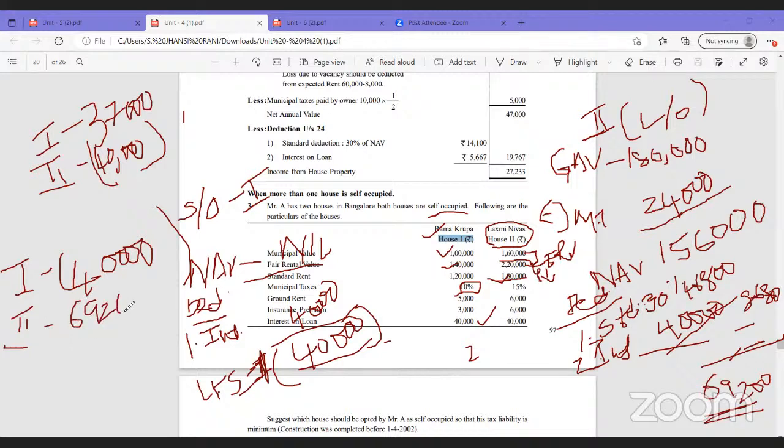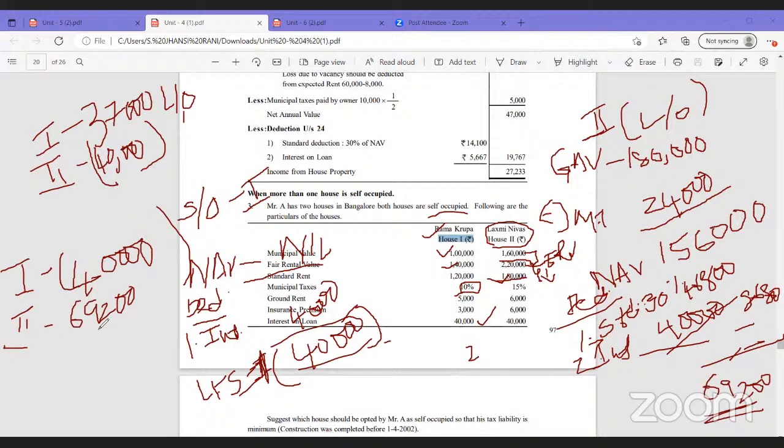So this is the second situation. In the first situation, we have taken house 1 as let out house and house 2 as self-occupied house. So we got no income. Why? Because we got house 2 as loss of 40,000 and house 1 as 37,000. And if we take the second situation, where house 1 is self-occupied house and house 2 is let out house. Now we have to advise them which house should be taken as self-occupied and which house should be taken as let out house. Please, can you tell me that?